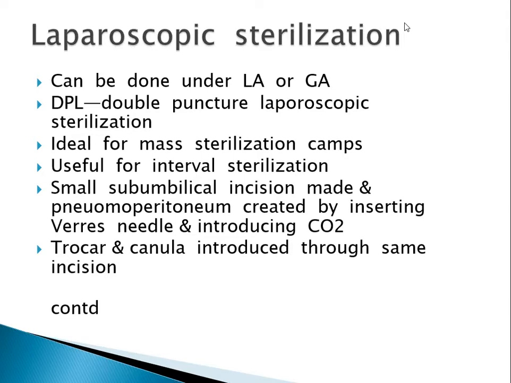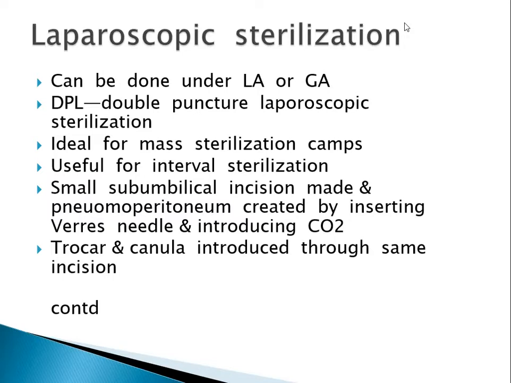Why do we call it a double puncture? Because we are puncturing the abdominal wall. That is, we are making a tiny small incision in the anterior abdominal wall in two places, double puncture. So through one puncture, which we do subumbilically, we pass the scope itself, that laparoscope itself. Then through another puncture, which is done midway between the umbilicus and the pubic symphysis, through that we pass the actual instrument which applies the rings on the fallopian tube. So this is a double puncture laparoscopic sterilization, DPL.